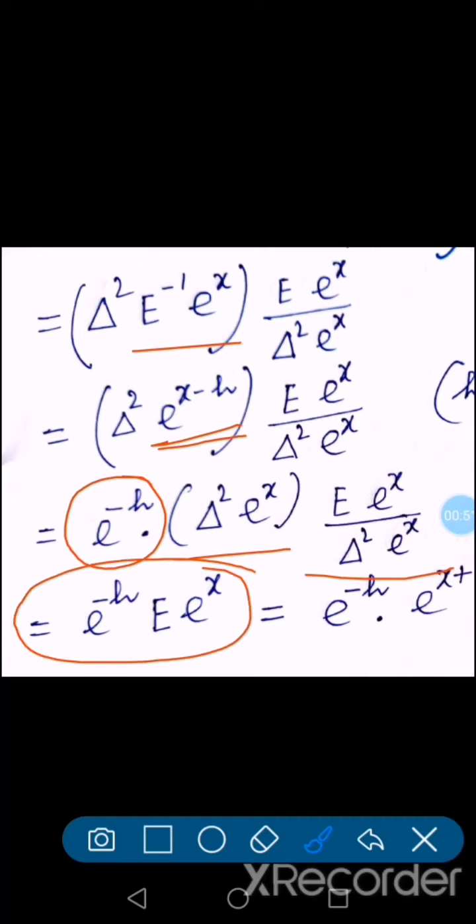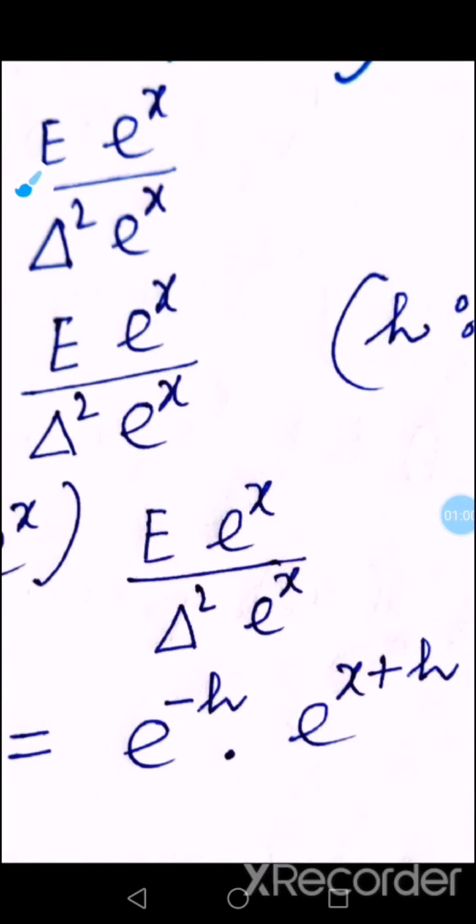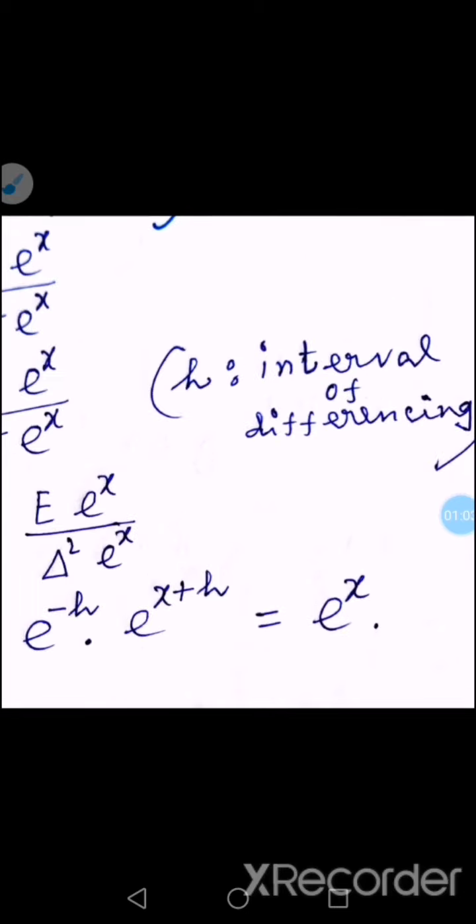E inverse e to the power x, that is e to the power minus x, can be expressed as e to the power x minus h, and in the next stage it can be simplified into e to the power x into e to the power minus h. So e to the power minus h comes outside of delta square e to the power x, E of e to the power x, by delta square e to the power x. It means it becomes only this quantity, e to the power minus h into E of e to the power x, that is e to the power minus h into e to the power x plus h. So the final answer is e to the power x.